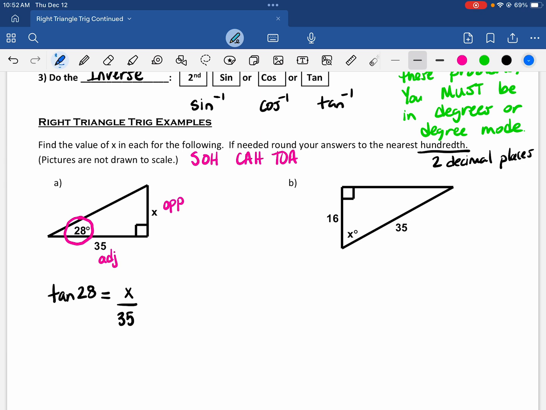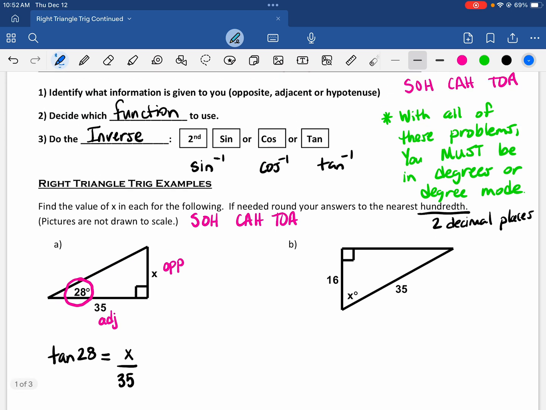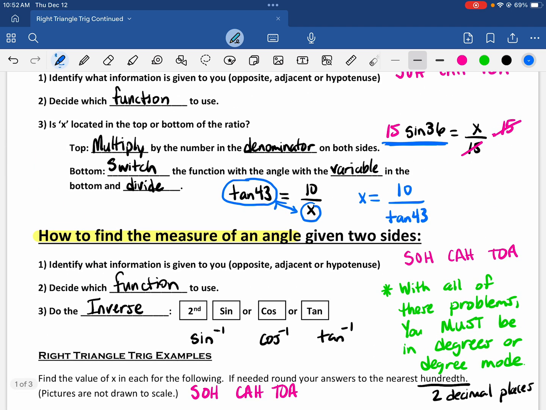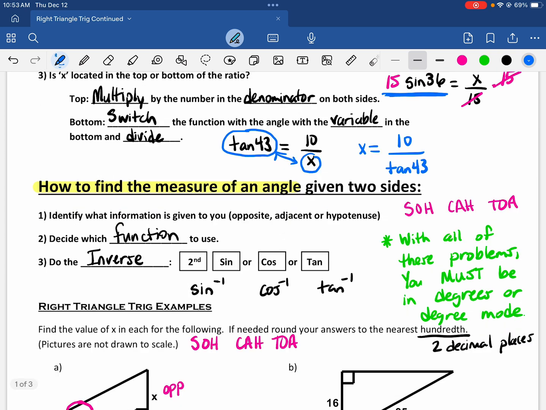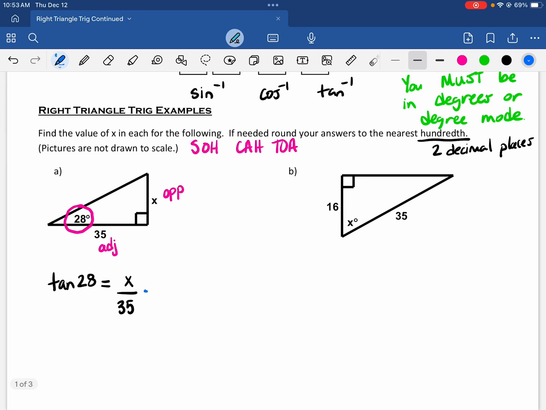Next, I notice that my x is in the top. We said if our x is in the top, we're going to multiply by the number that's in the denominator on both sides. So I'm going to multiply both sides by 35. The 35s are going to cancel on that right-hand side, leaving just an x. And then I'm going to go into Desmos or my calculator and type in 35 tangent 28. All right, so let's see what that looks like.